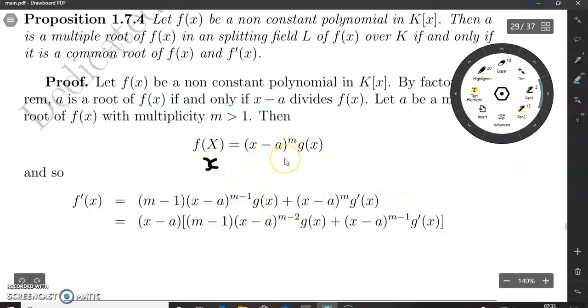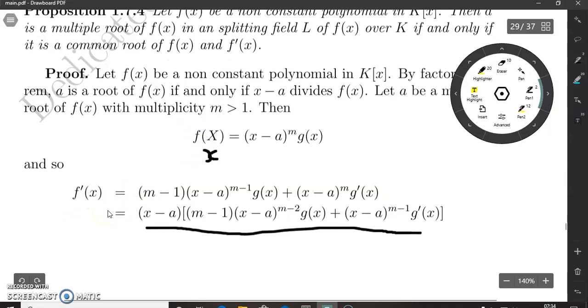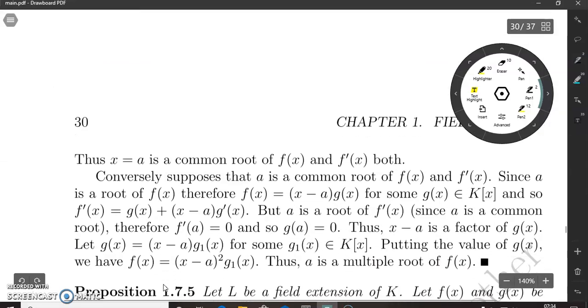f of small x is equal to (x minus a) power m g(x). Then, differentiating this with respect to x, we have this. This shows that x minus a is a factor of f'(x) and x minus a is also a factor of f(x). It means x minus a is a common factor of f(x) and f'(x). This shows that a is a common root of f(x) and f'(x). So we have this result. Now conversely, suppose that a is a common root of f(x) and f'(x).